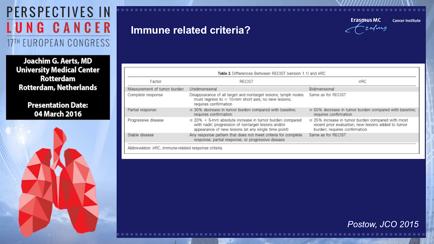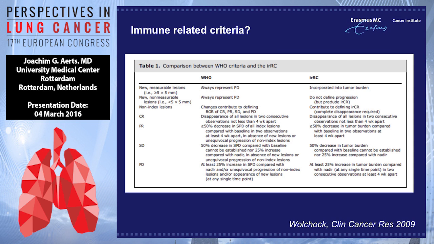And what is also included in these immune-related response criteria is that a new lesion does not mean progression of disease, but a new lesion you add to the sum of the longest diameters. So when you get a new lesion, you just add the diameter of that lesion to your sum of lesions, and then you look at what is the total increase of these lesions. So that was done in RECIST, and that is also done in the WHO criteria.